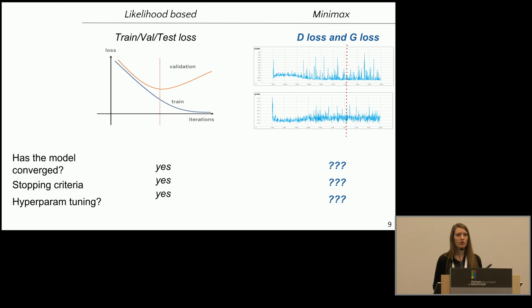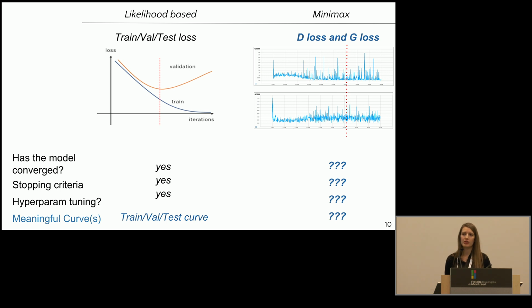Also, we face a similar problem when we are trying to tune some hyperparameters. If we can imagine having several validation curves for the likelihood case, this gives us a good handle for which hyperparameters are better, whereas if we have another set of discriminator and generator loss, this makes it very non-intuitive, and it's very hard to determine which model outperforms the other one. All of this boils down to having a meaningful curve for GANs that practitioners can use throughout training to monitor the training of the models.